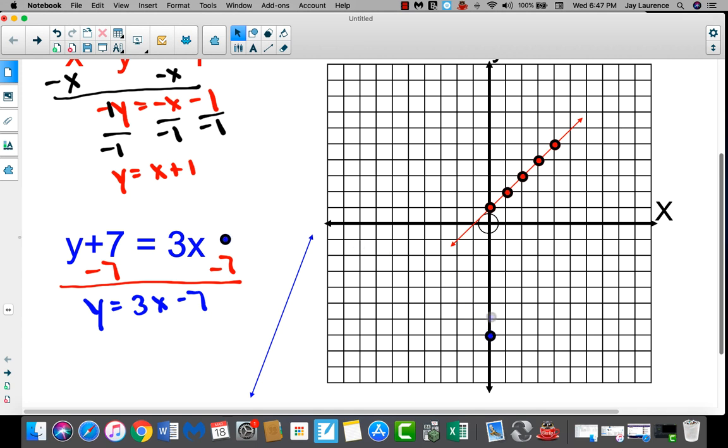So I'm going to rise 1, 2, 3, and run 1. I'm going to rise 3 and run 1 again. Can you see it yet? I'm going to rise 1, 2, 3, and run 1. Look at that. Those 2 points are in the same place.